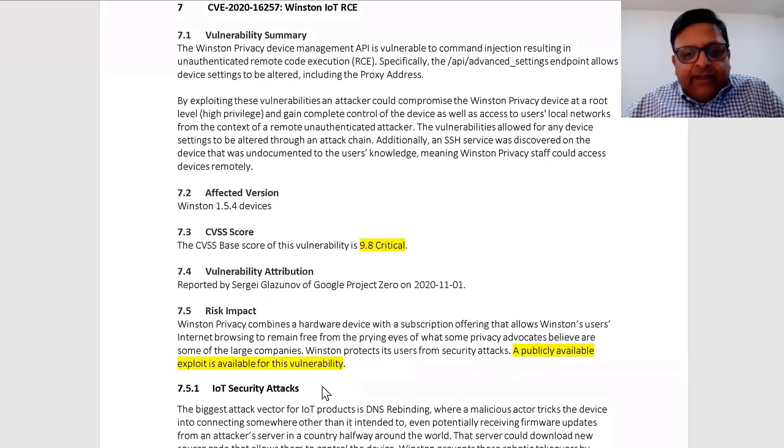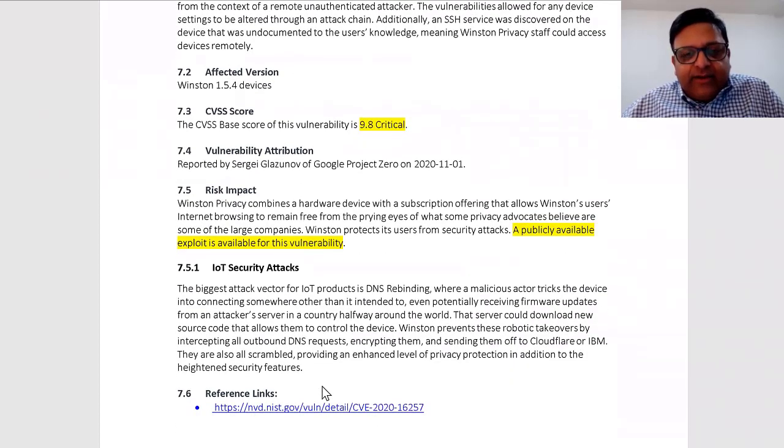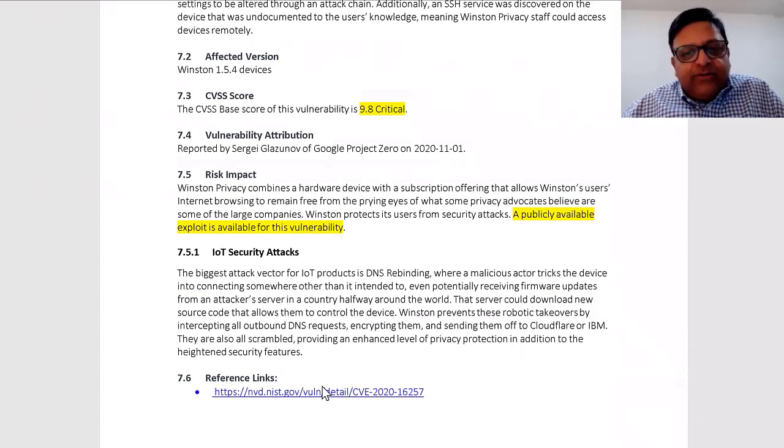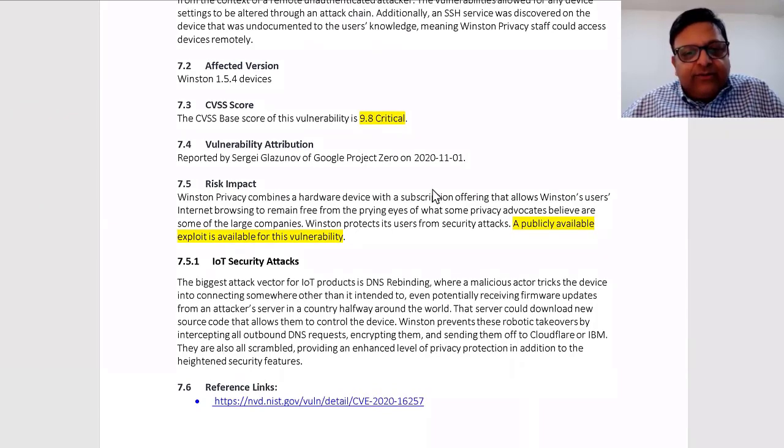Mm-hmm. And of course, this particular product is a security control. People use it to protect their infrastructure. So it's bad news if they have any vulnerabilities in those kinds of products. In this particular case, it has a score of 9.8, which is super critical. And of course, a public exploit is available for this particular vulnerability, so it makes it even more necessary to upgrade as soon as possible.